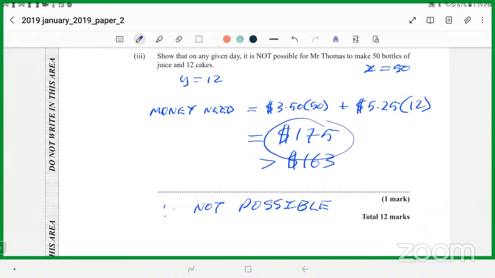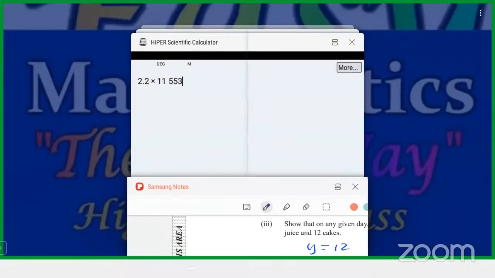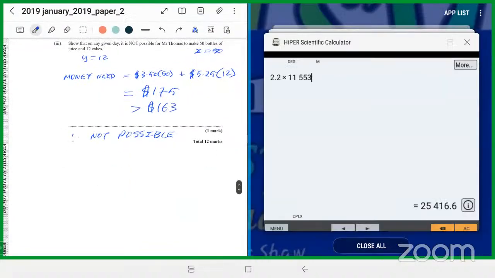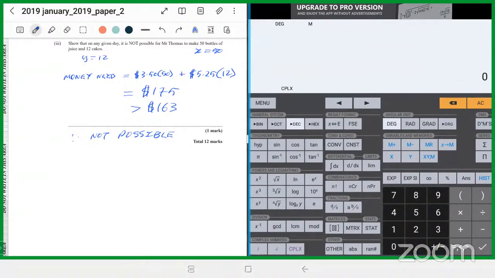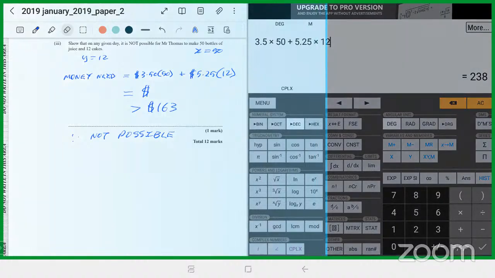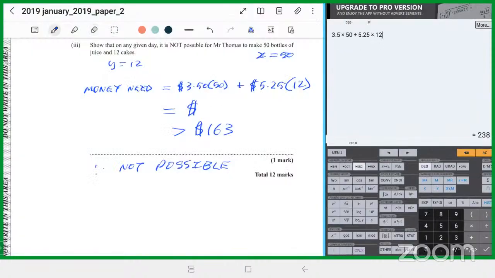Is it more than 165? Let me work it out myself. I'm questioning that figure. Let's see. So it's 3.5 times 50 plus 5.25 times 12. I'm not getting 175. I get $238. It's still more than the limit, right?